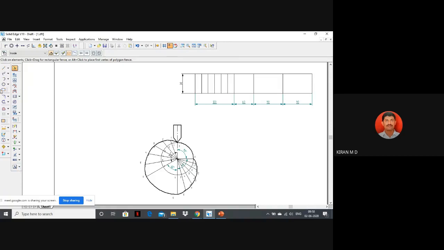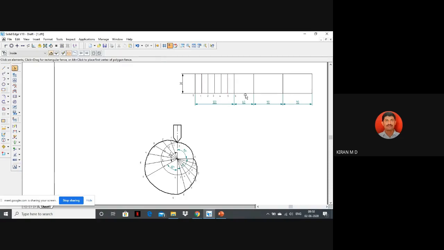I have divided into 6 parts. Then you name them: this is 0, 1, 2, 3, 4, 5, then 6. You follow the same thing for any type of motion.